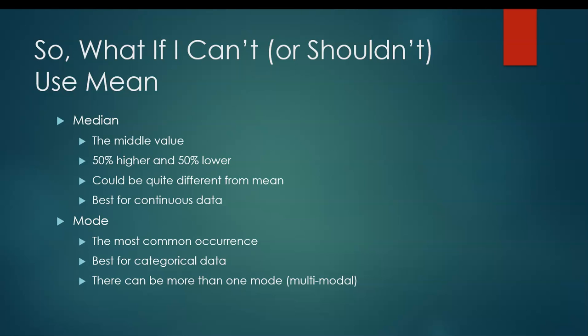You could also have multi-modes, or multimodal data, which means that you might have 30 students that finished in 16 quarters and another 30 students that finished in 20 quarters. So you would have 2 modes, and you would call that a multimodal data set.